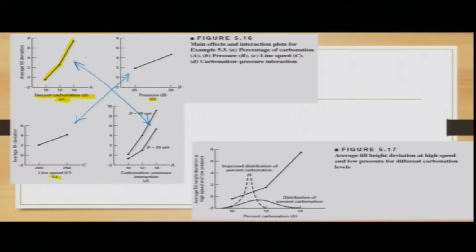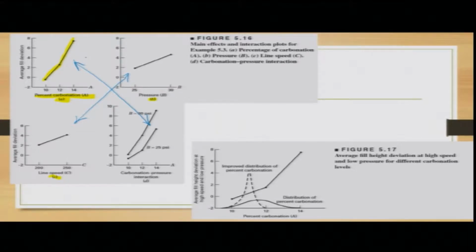So, it means that in the main effect and interaction plots, for example, diagram A is the percentage of carbonation, which is factor A. The second one is pressure B, which is factor B, and diagram C is the line speed, which is factor C, and then I find out the carbonation and pressure combinations. Based on that, we have diagram D as I explained.